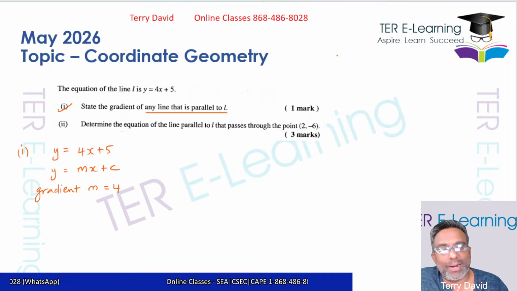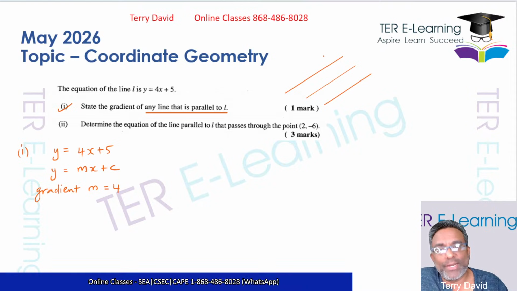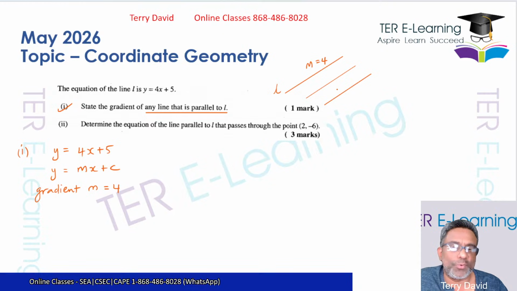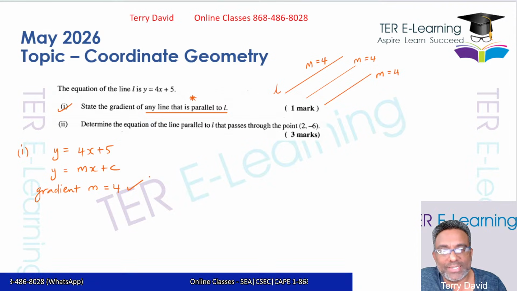Now, when we speak about parallel lines, if I have a line here, I have a second line here, and let's say I have a third line. If we know that the gradient of L, let's say this is L here, is equal to 4, one of the geometrical rules for parallel lines is that they all have the same gradient. So in this case here, m has to be 4. So it doesn't matter what line it is, once it is parallel to L, it will have the same gradient, right? So we're talking about the same 4 here.